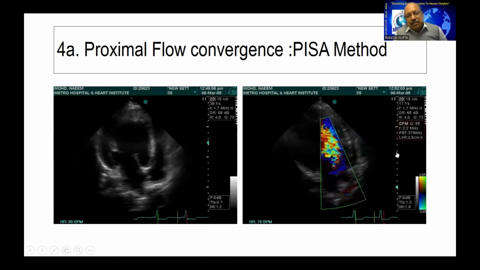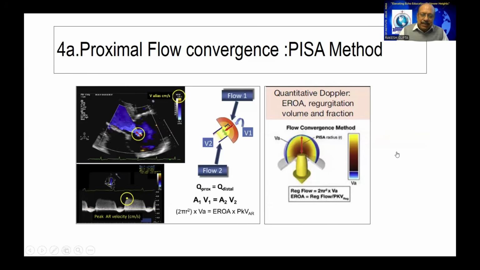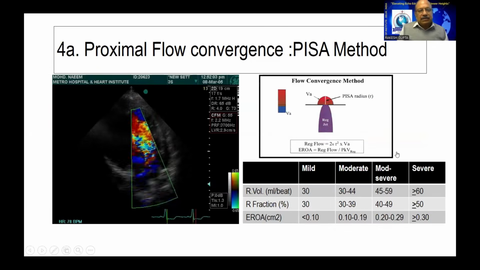Somebody may ask you again about the PISA. The formula remains the same, but I don't use PISA in the majority of times. And the most important thing I always do in this subset of population is look at flow reversal in the descending aorta, collapsing pulse and wide pulse pressure. If my BP is 140/80, I'm sure I'm not dealing with severe aortic regurgitation.